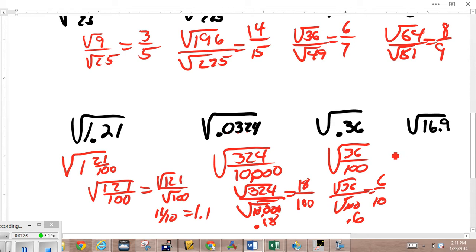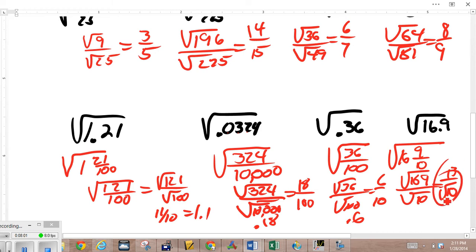16.9, that is 16 9/10. Turn it into an improper fraction. It becomes 10 times 16, 160 plus 9, 169 over the square root of 10. So that becomes 13 over the square root of 10, but there's issues with leaving a radical in the denominator. I'm not going to be terribly upset by it. I'm just going to leave it at that for now. Okay? All right.